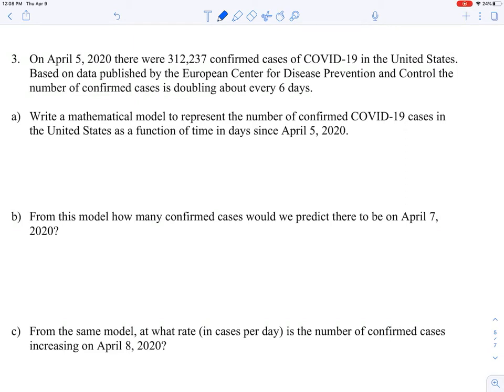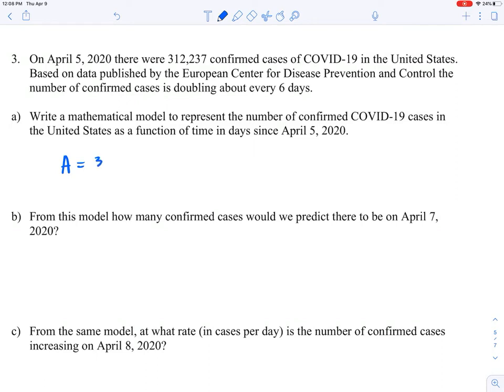So on April 5th, 2020, there were 312,237 confirmed cases of COVID-19 in the U.S., based on data published by the European Center for Disease Prevention and Control. And at that time, the number of cases was doubling about every 6 days. So that means that the number of cases is increasing 100% every 6 days.